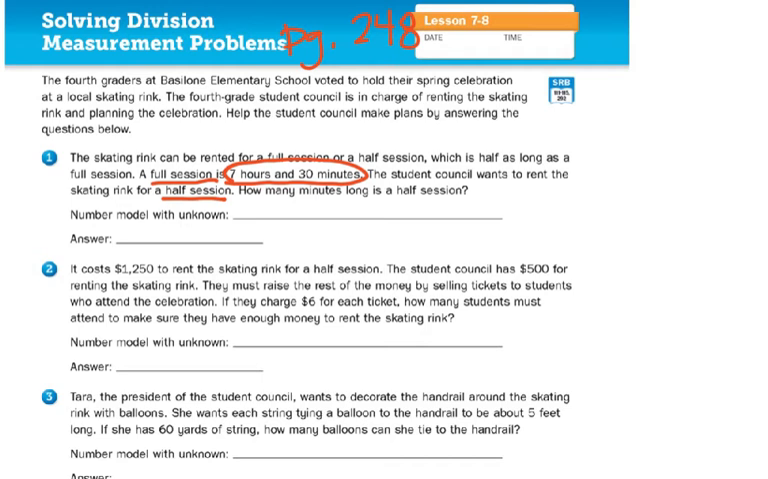So I'm going to start with the hours first. I'm going to convert that to minutes because my answer is asking for minutes. So on your math journal page, would you please take 7 hours times 60 minutes in an hour. Plus, remember, we have that 30 minutes to add on to it. So go ahead and add that 30.